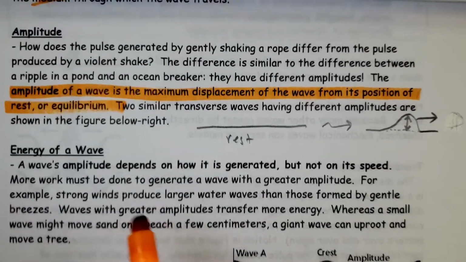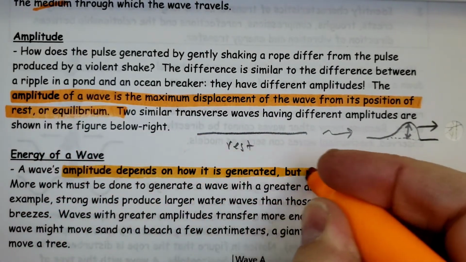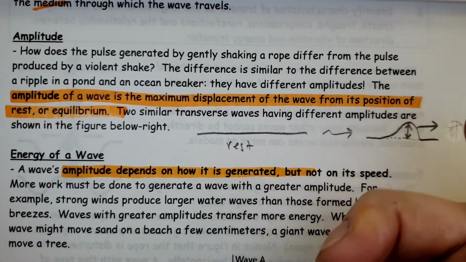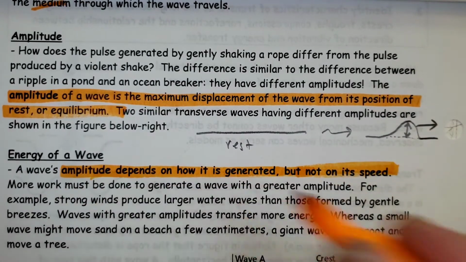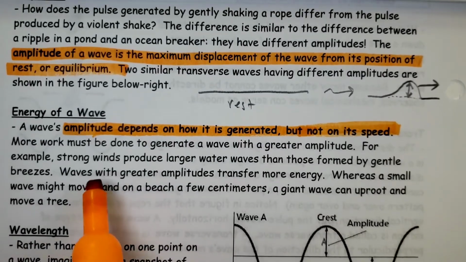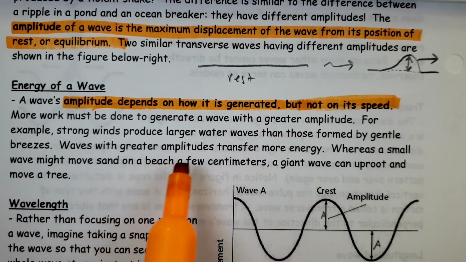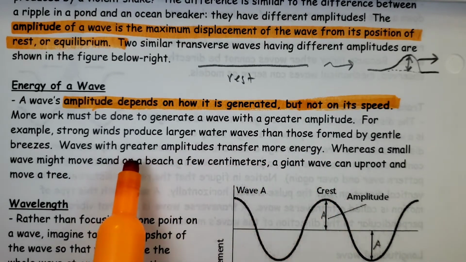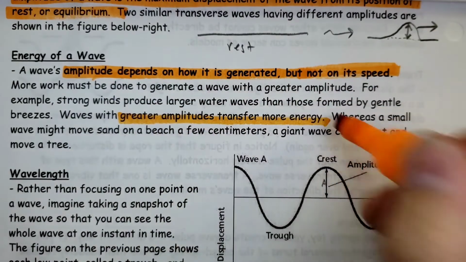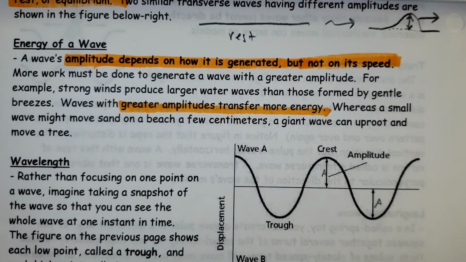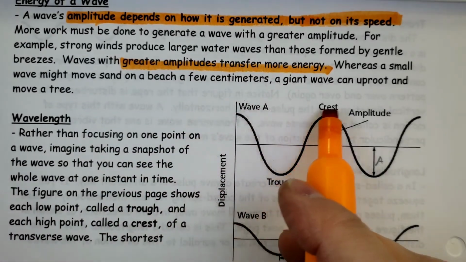Energy of a wave. A wave's amplitude depends on how big you flick your wrist or how you compress the springs together. It doesn't depend upon its speed, it depends how it's made. More work must be done to generate a wave with a greater amplitude. For example, strong winds produce larger waves than gentle breezes. Waves with great amplitudes have greater energy associated with them. Whereas a small wave might move sand on a beach a few centimeters, a giant wave can uproot and move a tree.